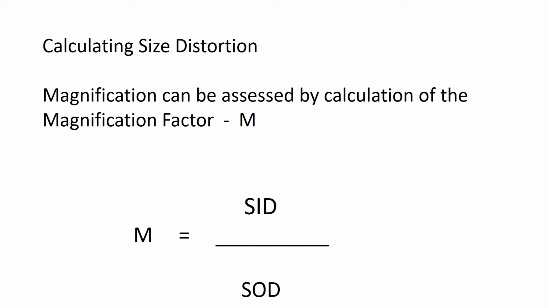There is a way to calculate for size distortion. Magnification can be assessed by calculation of the magnification factor, which is known as M. So to calculate the magnification of the image, you take the SID and you divide it by the SOD. Sometimes you hear the term magnification is SID over SOD, SID over SOD.